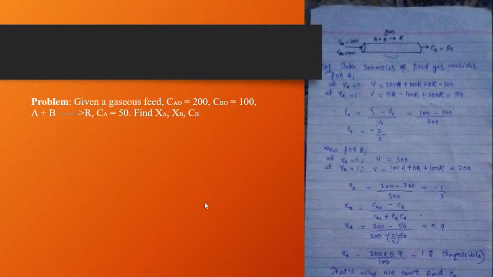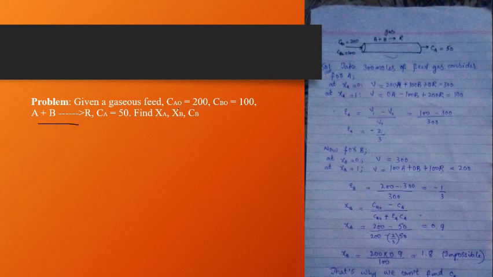We take another short problem, Levenspiel's exercise 4.3, in which some chemical reactions are given along with some information that is helpful for solving for the remaining factors. That will be Ca naught equals 200.